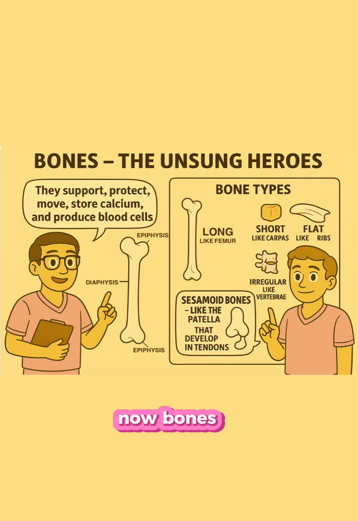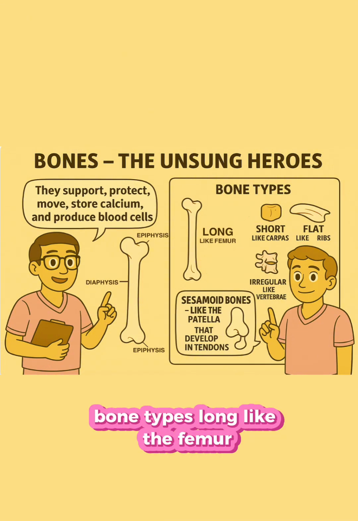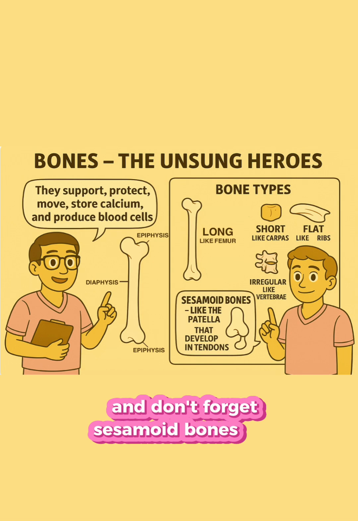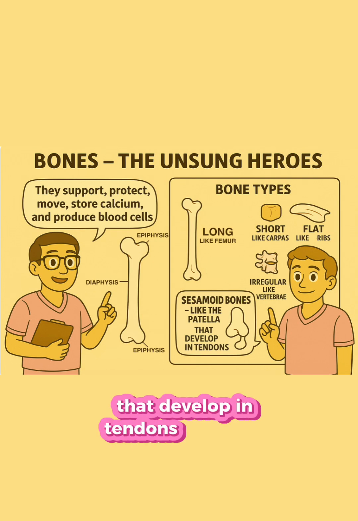Now bones, the unsung heroes. They support, protect, move, store calcium, and produce blood cells. Bone types: long, like the femur; short, like carpals; flat, like the ribs; irregular, like vertebrae; and don't forget sesamoid bones, like the patella, that develop in tendons.